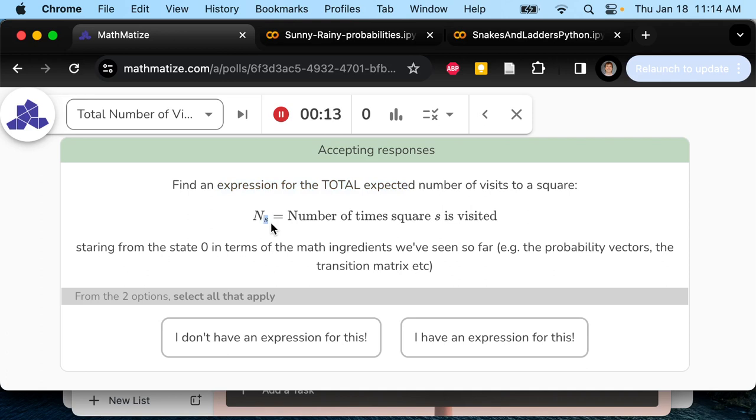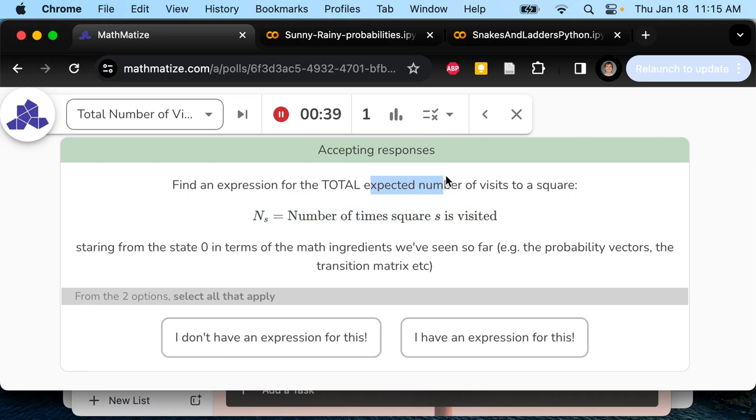And the tools you have, the things you can put together, are probability vectors and the transition matrix. And you can do powers of the transition matrix. You can combine them however you think it will work, and see if you can write down something that will tell you the expected number of this. So N_S is a random number, but the expected value of N_S is something involving probabilities, and that's something we can figure out. So I'll give you 2 or 3 minutes to work on that.